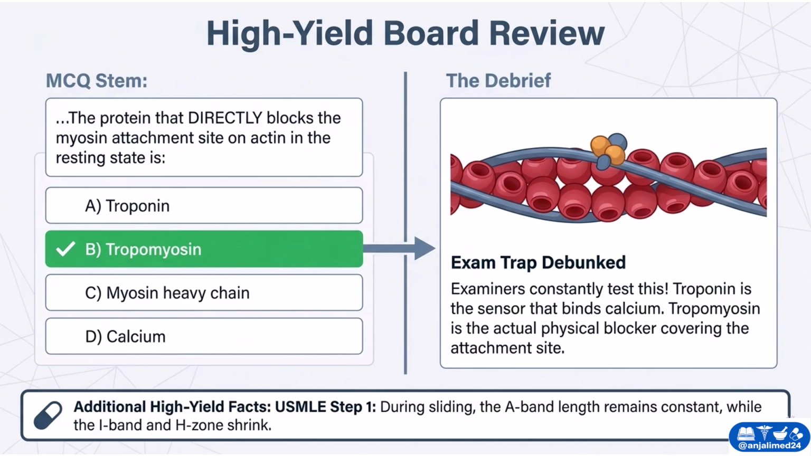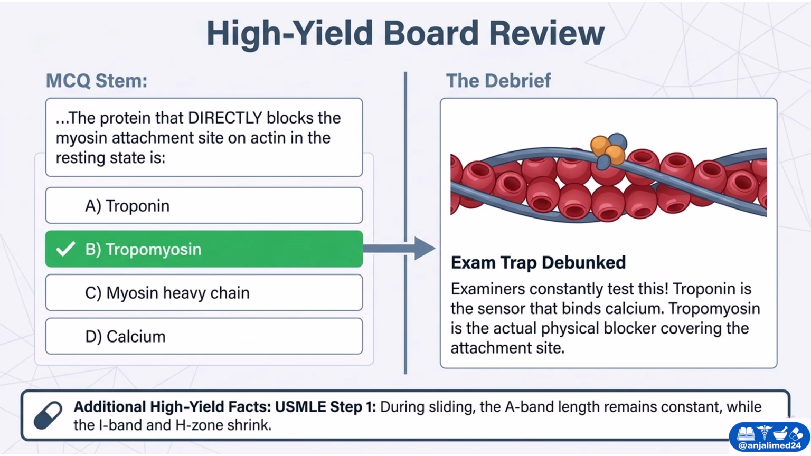Many students incorrectly choose troponin, but remember the distinction carefully. Troponin is the sensor protein. Its role is to detect calcium. When the calcium binds to troponin, it triggers a conformational change. The conformational shift pulls tropomyosin away from the active binding sites on actin. So, tropomyosin is the actual physical blocker.